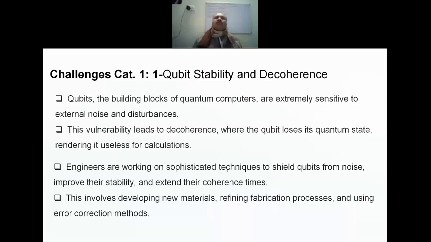It is the major challenge because it takes us into other challenges also, for example error correction or fabrication. That's why it is considered the first challenge.